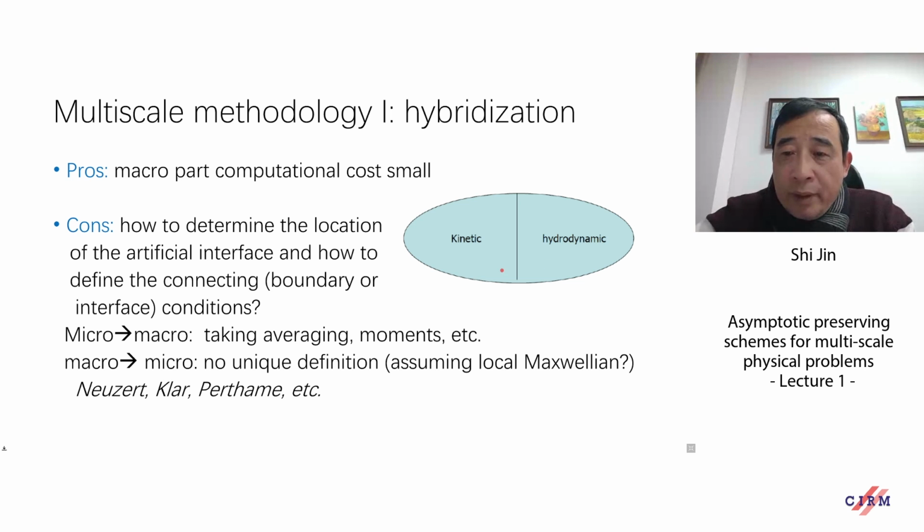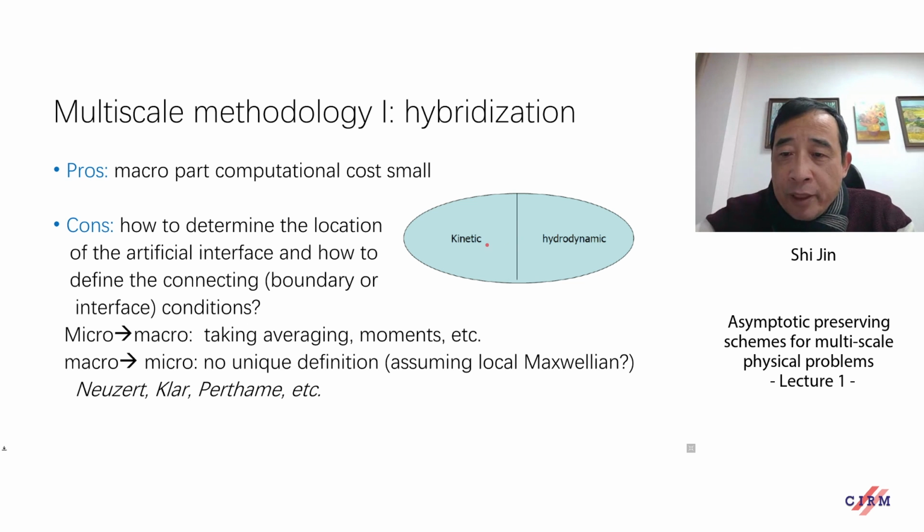Okay. However, it's very difficult to couple these equations because you have to put some interface here. It's an artificial interface to connect these two equations. Well, it's dynamic. First, you don't know where to put this interface. All right. How do you decide this is a hydrodynamic regime, that's kinetic? And second, if you know where to put this interface, you have to connect these equations by some kind of boundary condition or interface condition.